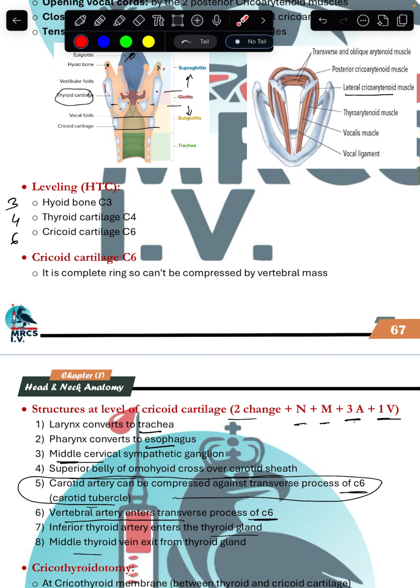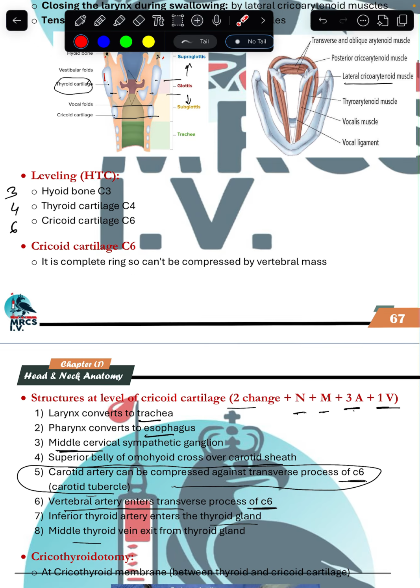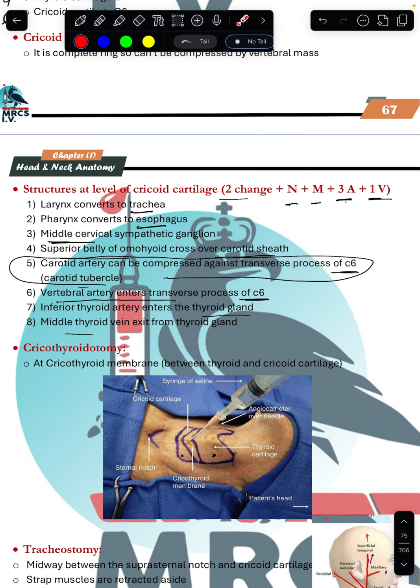Cricoid is at the C6 level. It is a complete ring, so it cannot be compressed. This is one of the questions. Cricoid cartilage is a complete ring. So this structure is at the level of cricoid cartilage. Cricoid cartilage is at C6.